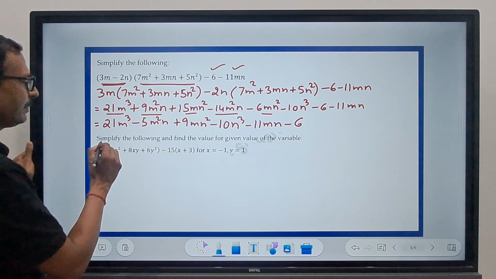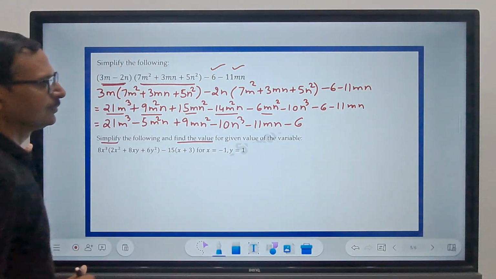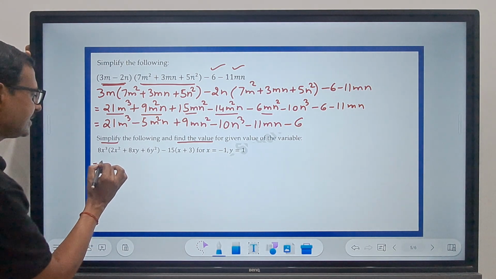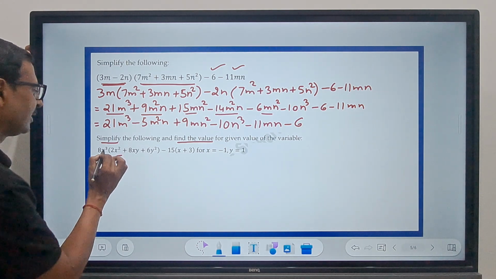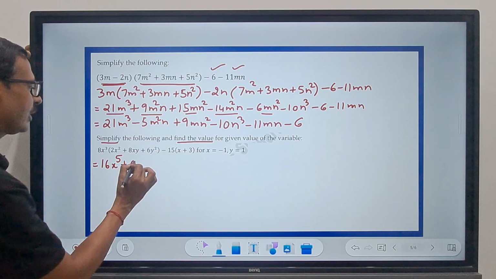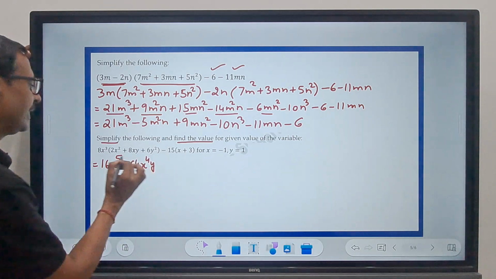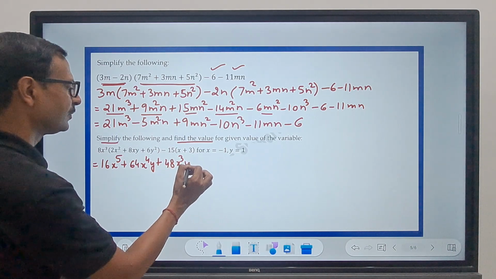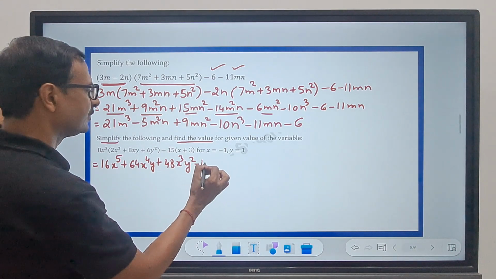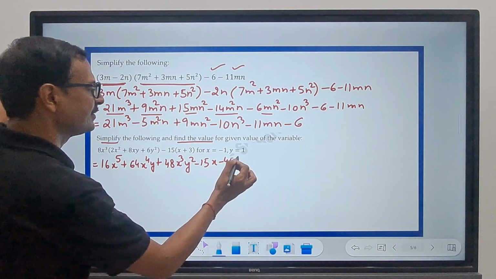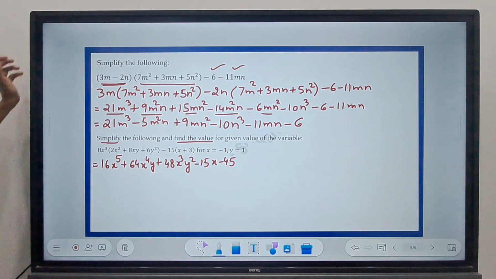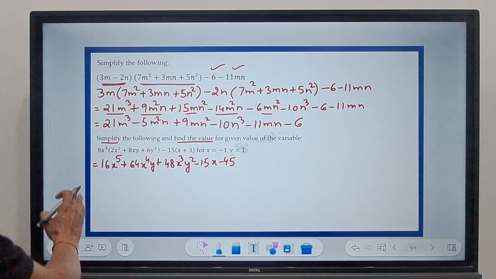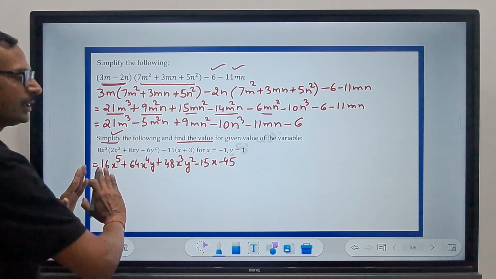Another one here. Simplify and find the value. So we need to simplify this first. So I will do it directly now. This into this is 16x power 5. This into this is 64x power 4y. And this into this is 48x cube y square. Minus 15x and minus 45. Right? So I have removed all the brackets here. Now you can see all these 5 terms are unlike terms. And so the simplification part is done.